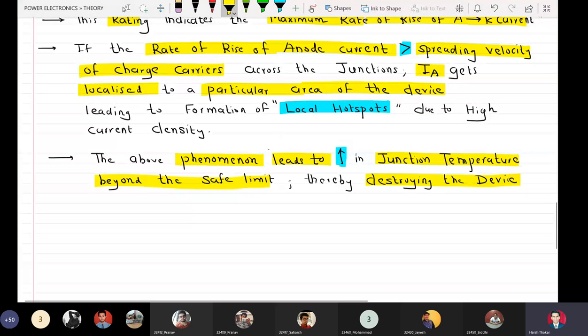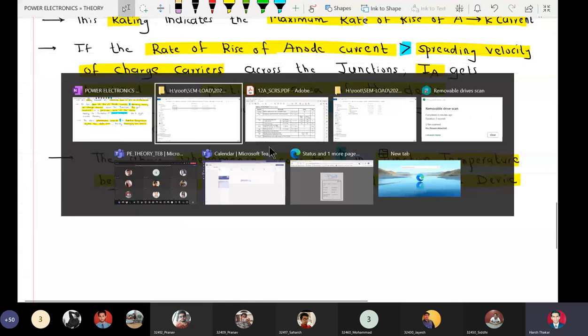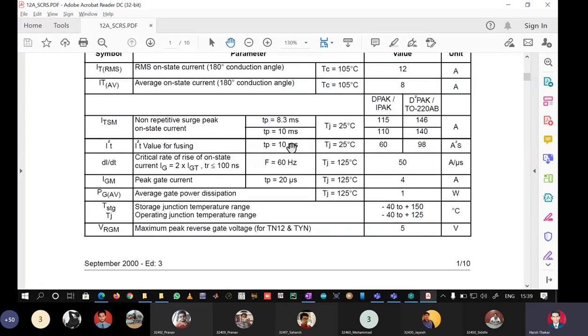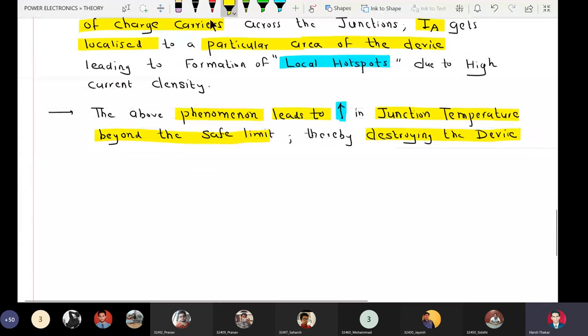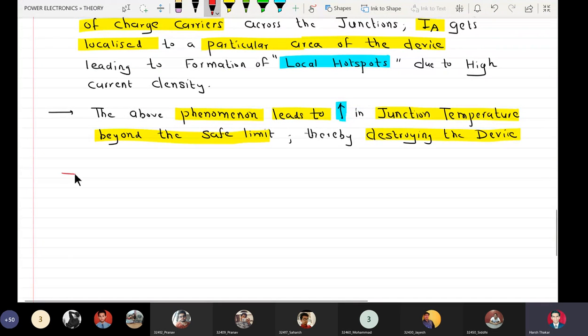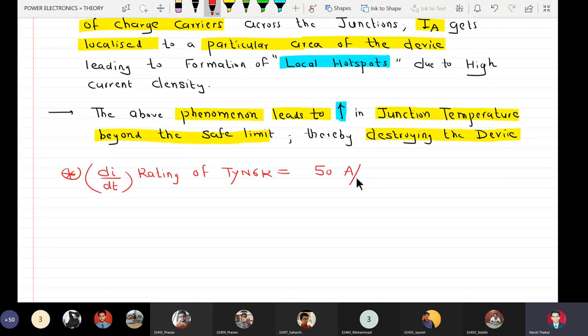Okay, now we will see what is the typical di by dt rating for our SCR. We can see here the di by dt rating is given as 50 ampere per microsecond. Okay, so we make a point here. The di by dt rating of TYN 612 is 50 ampere per microsecond. As I told you, even the dV by dt rating was mentioned like this. It was 5 volt per microsecond.